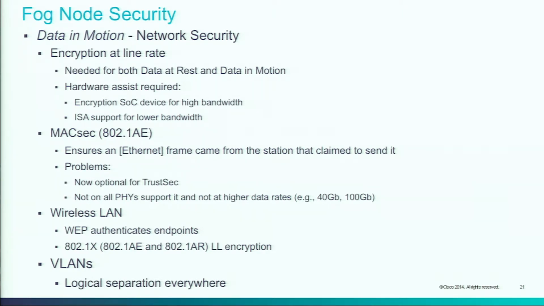The issue with it, however, is that it's now been made optional for TrustSec, and it's not on all PHYs, especially those at the higher bandwidth range. That may not be a problem for many fog devices. Many of them are not going to need 100 gigabit in a single attach, but it is going to be a problem because it's been made optional.